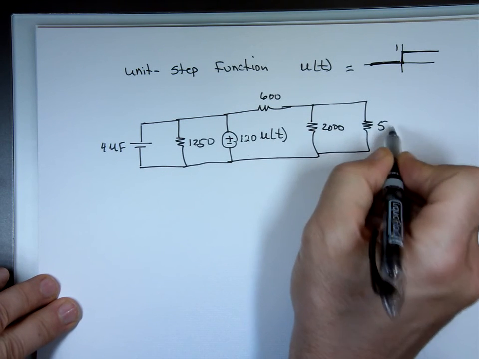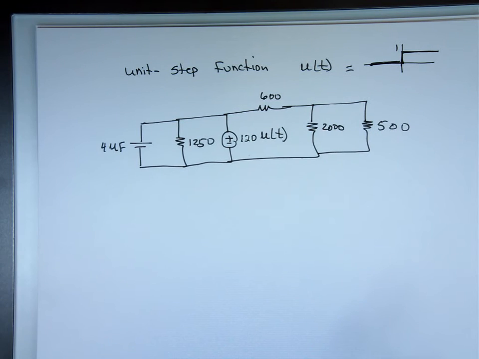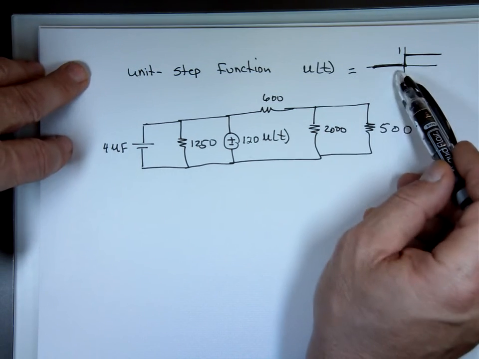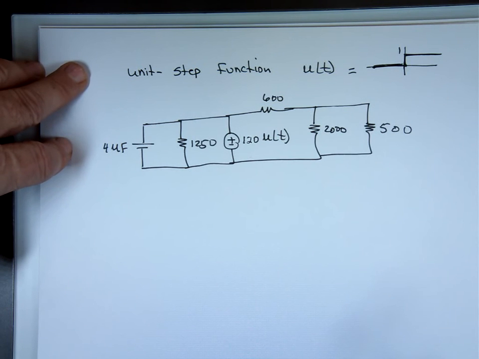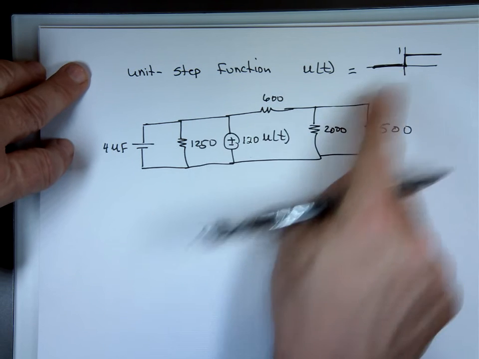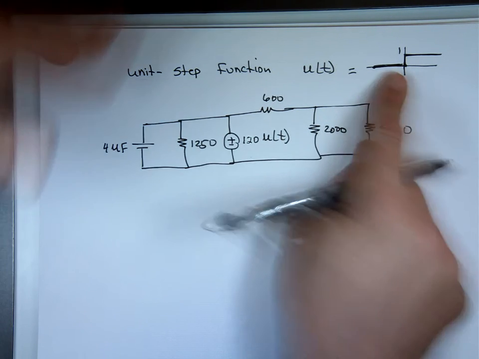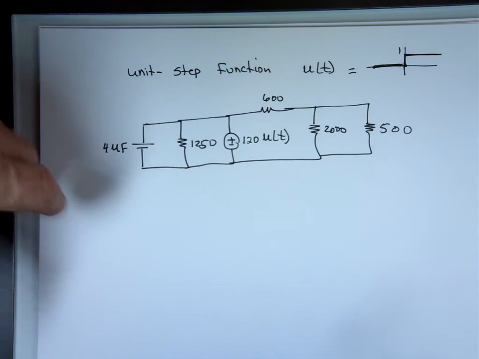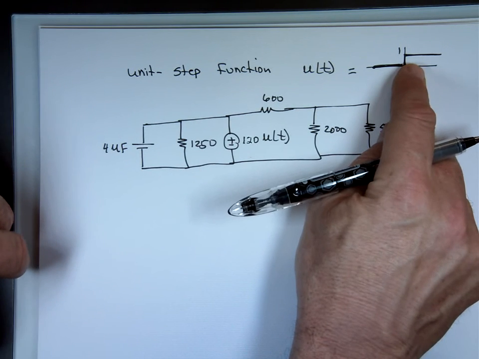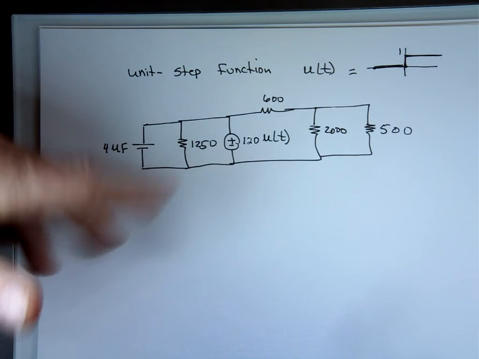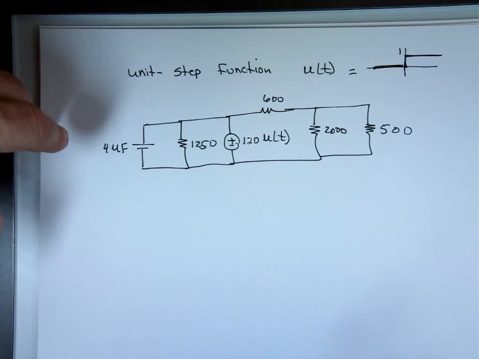This one says if your value is 120 u sub t, well, for t less than 0, what's the value? What's 120 times 0? There's no source in it. And what happens for t greater than 0? What's the value of that? Switch is closed. That's the 1. So what's 120 times 1? You have a 120 volt source. So instead of having the switch there open, closing, all that, we use that.